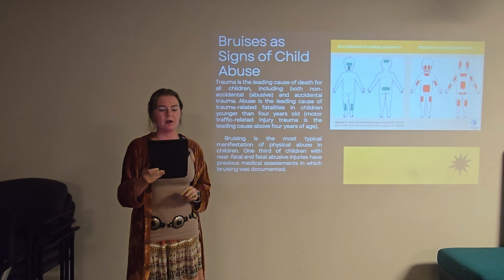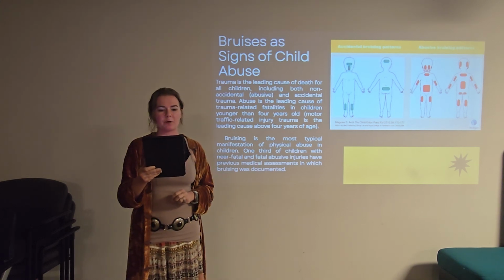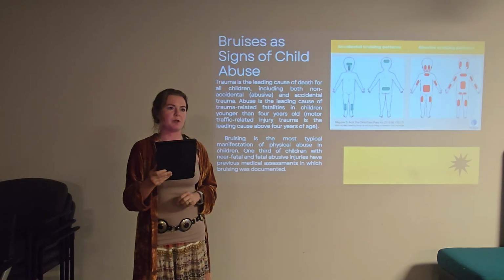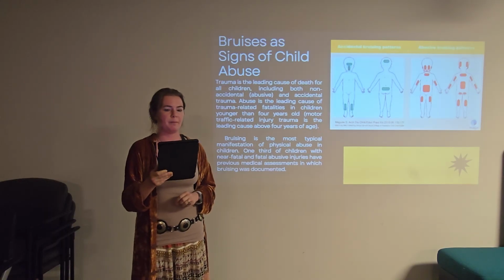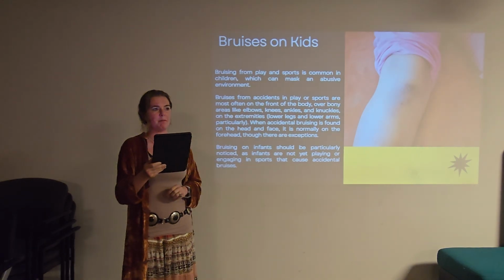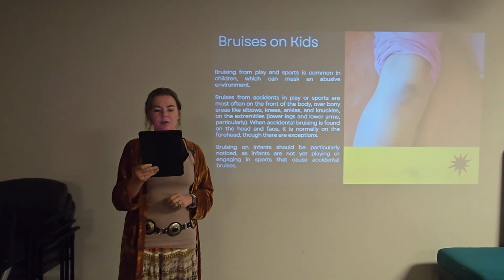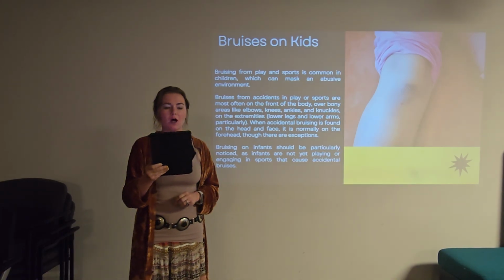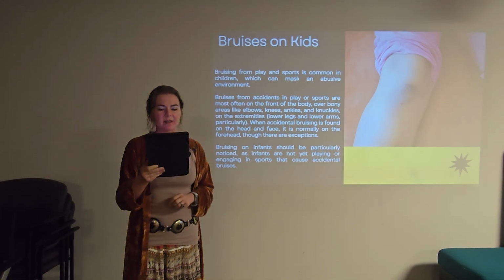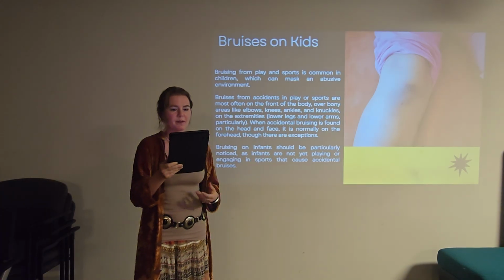Unusual bruising. One third of children with near fatal or fatal abusive injuries have previous medical assessments in which bruising was documented by emergency room people. Bruising from play and sports is common in children, which can mask an abusive environment. Bruises from accidents in play or sports are most often on the front of the body, over bony areas like elbows, knees, ankles, and knuckles, on the extremities, the lower legs, and the lower arms in particular.